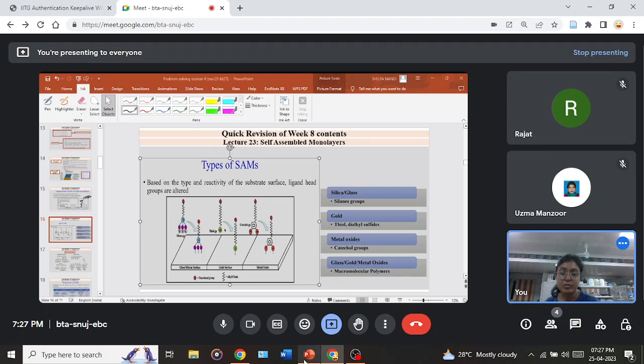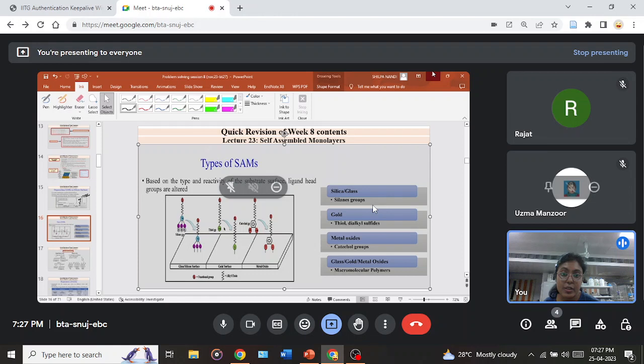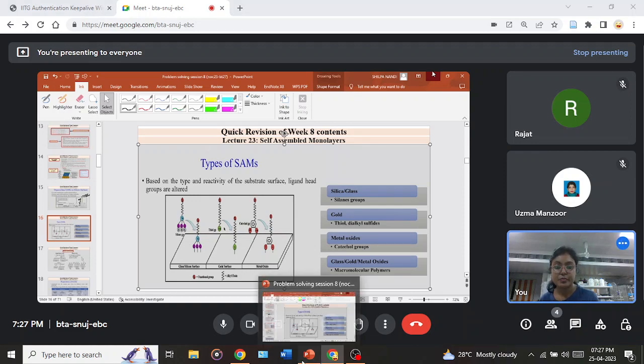You can see, for example, silane group is used in the case of silica or glass. In the case of gold surfaces, thiol and dialkyl sulfides are used. Again, in the case of glass, gold, or metal oxides, various macromolecular polymers can be used. So depending on the type and reactivity of the substrate surface, ligand head groups are altered. You cannot use a similar kind of ligand head for each type of substrate surface.